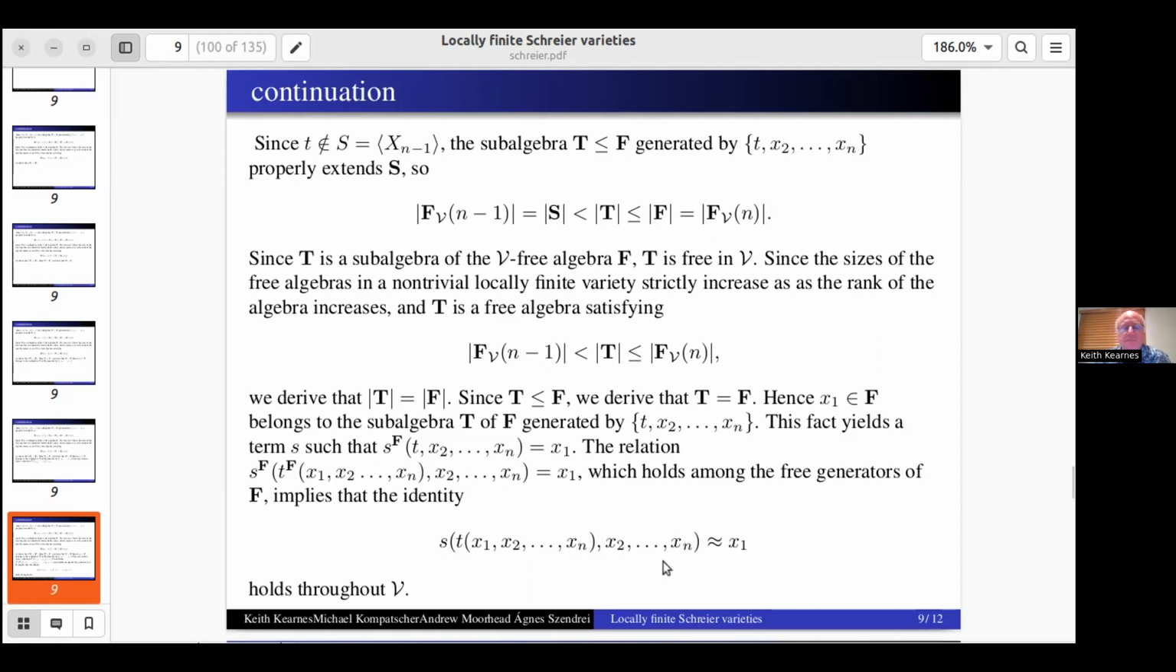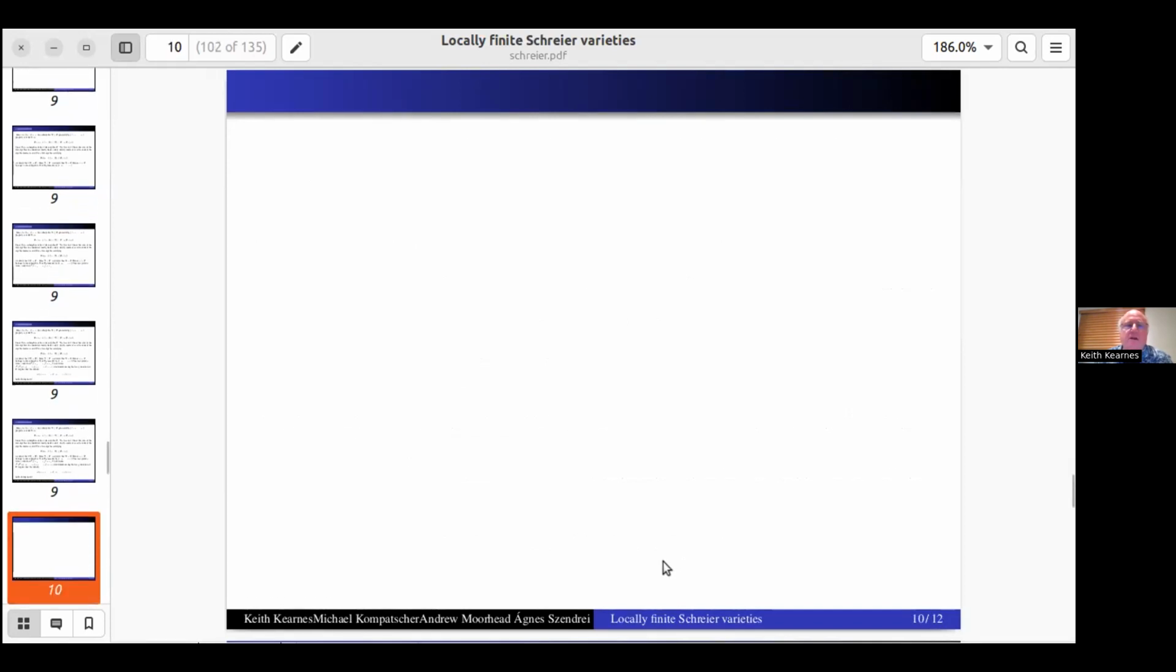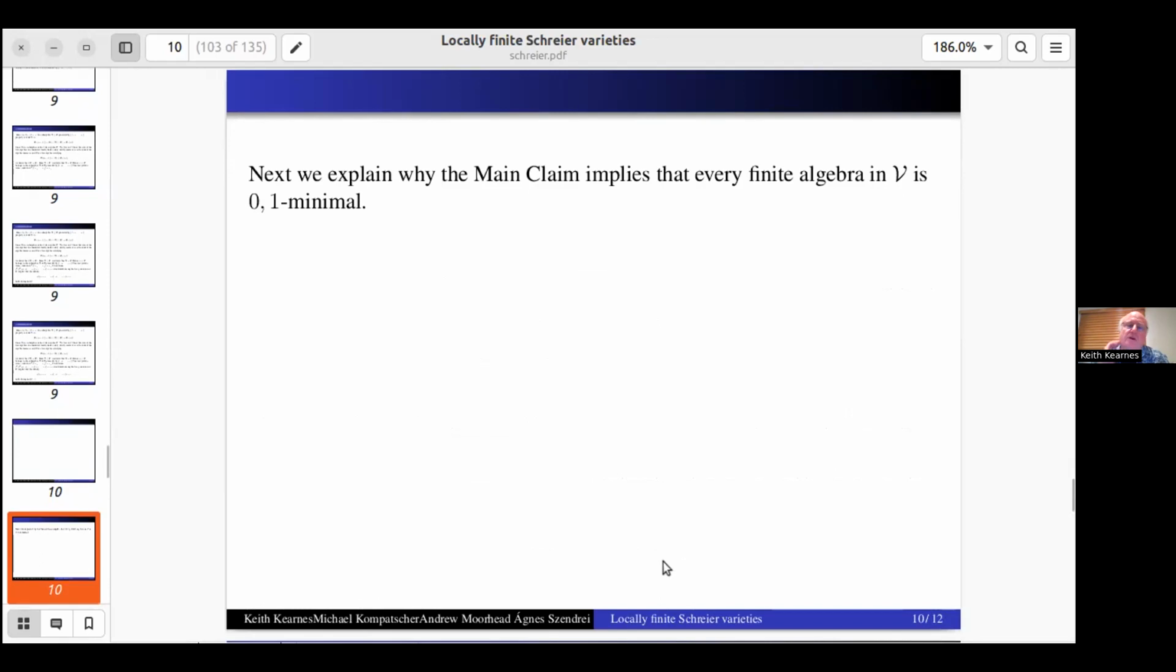Okay, that's the main idea, where you use local finiteness and Schreier together to show that any term that depends on a variable is in fact invertible in that variable. As soon as you hear that, you start thinking about Palfy's theorem, I would say. Let me just write it out to connect it to Palfy's theorem. I want to show that with this lemma, you can conclude every finite algebra is a minimal algebra.